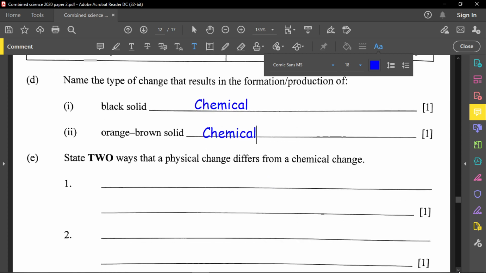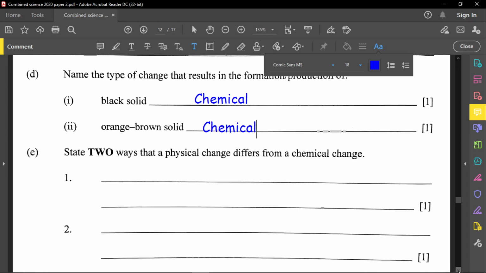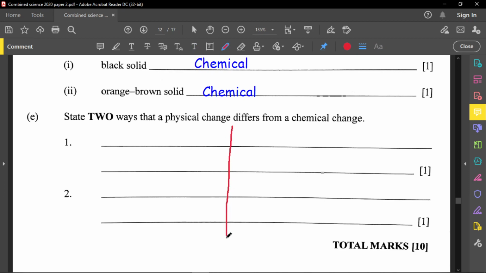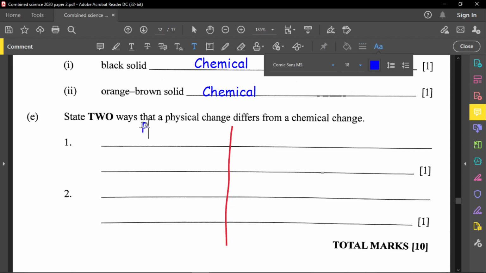Now for part E, it says state 2 ways that a physical change differs from a chemical change. All right, and so let's talk about that. Again, I like to put my line down the middle, but you could just write them directly in sentences. But just to make life a little bit easier and things a little bit clearer, I'm going to put my line there. On this side, I'm going to talk about my physical change, and on this side, I'll put my chemical.